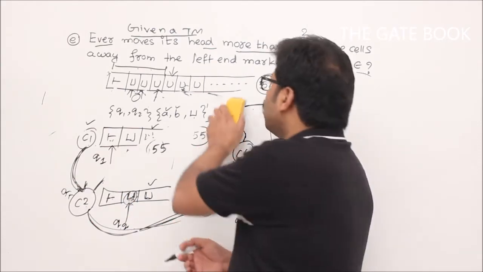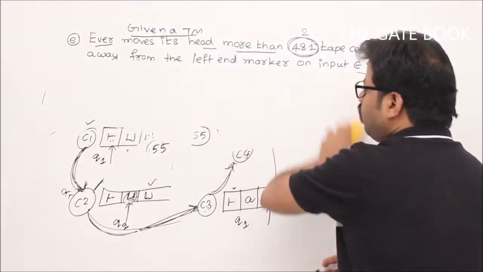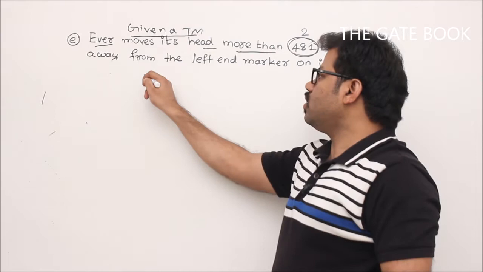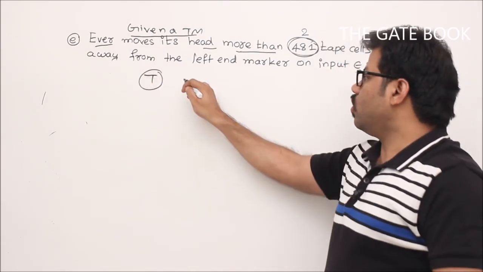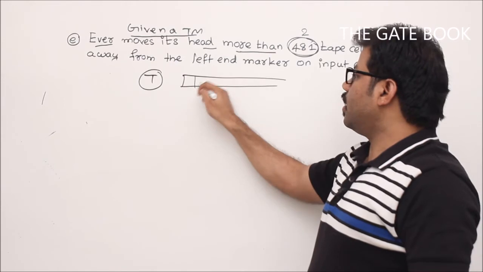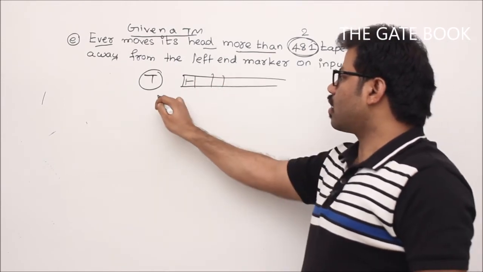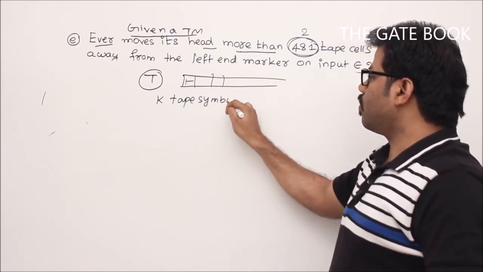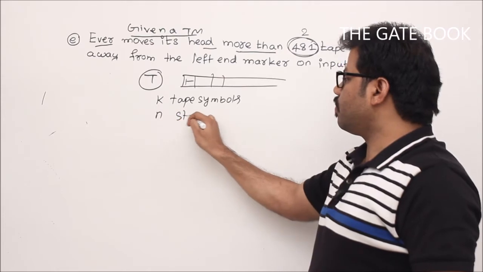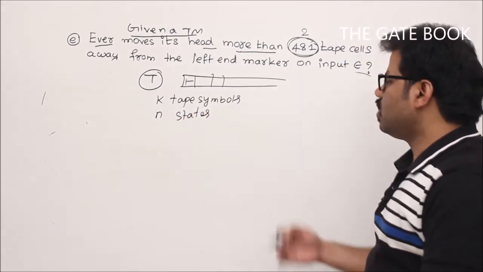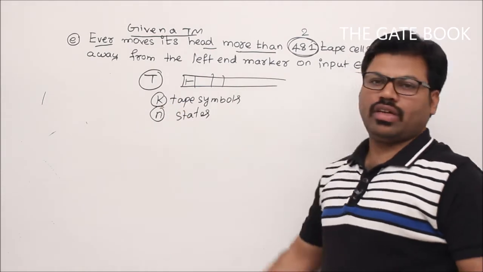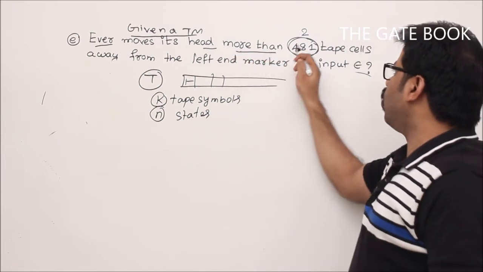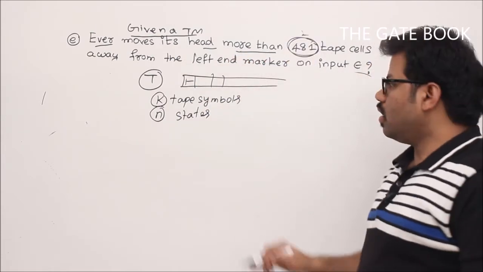Okay, so let me solve this bigger problem. What is our bigger problem? Now the problem is not about two tape cells, correct? So the problem is about a general Turing machine. You have a Turing machine, so it is going to have, let's say, initially a left hand marker. There are k tape symbols and n states for this problem. Just assume who gave these values. Now the question: I want to check whether this given Turing machine ever moves its head more than 481 tape cells or not.